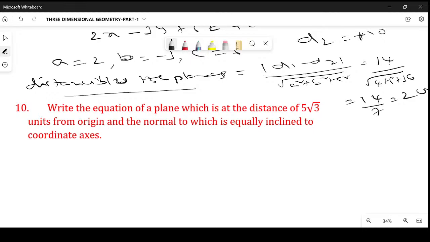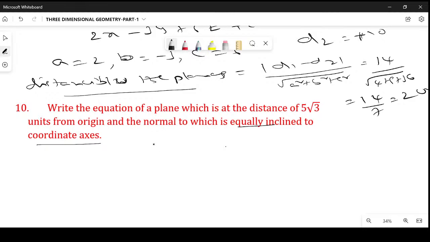Now I'm going to explain question number 10. Write the equation of a plane which is at a distance of 5 root 3 units from the origin and the normal to which is equally inclined to the coordinate axes. When it is equally inclined to the coordinate axes, we know l is equal to m is equal to n.